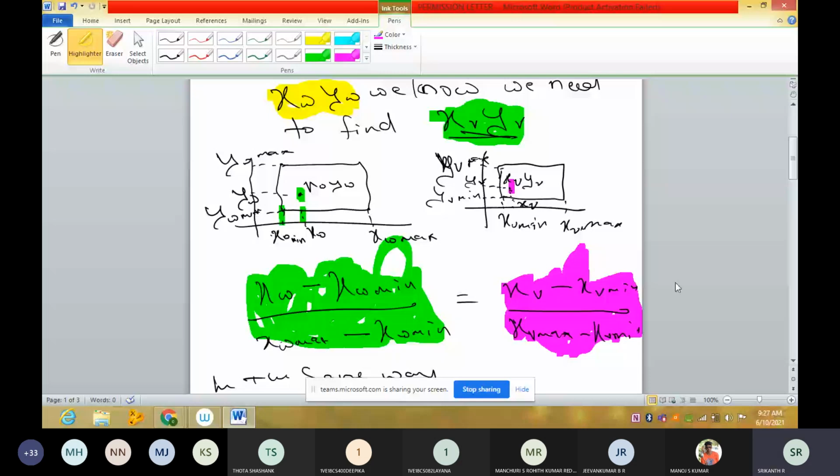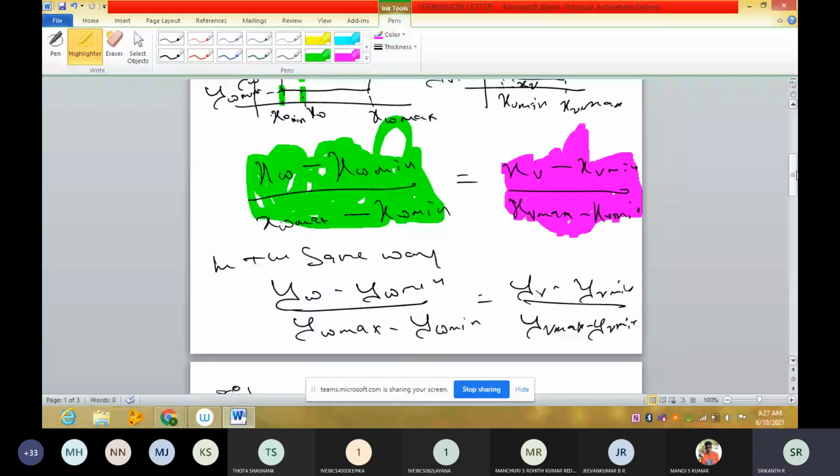In the same way, we should write for y also. See here, yw minus yw minimum divided by yw maximum minus yw minimum, that is equal to yv minus yv minimum divided by yv maximum minus yv minimum. I will give you some time, 2 minutes time. Go through these two equations which are important.